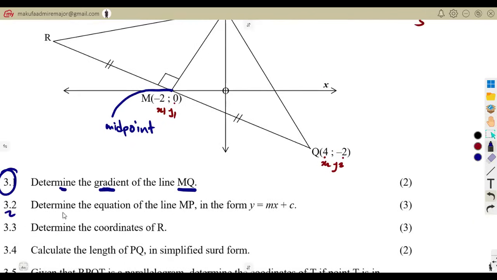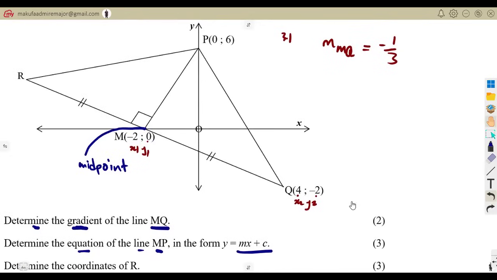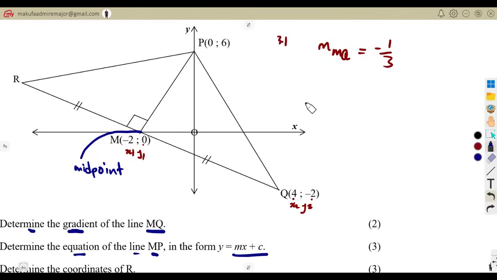3.2. Determine the equation of the line MP in the form y is equal to mx plus c. Remember, this is the gradient intercept format. That's 3.2, the equation of MP. This is the line MP. So let's start with the gradient. As you can see there, we need a gradient. So what is the gradient of the line MP?